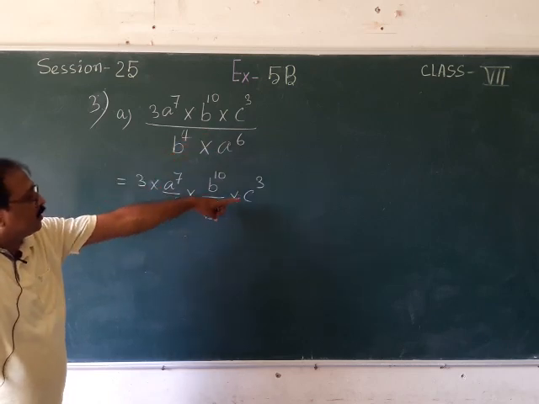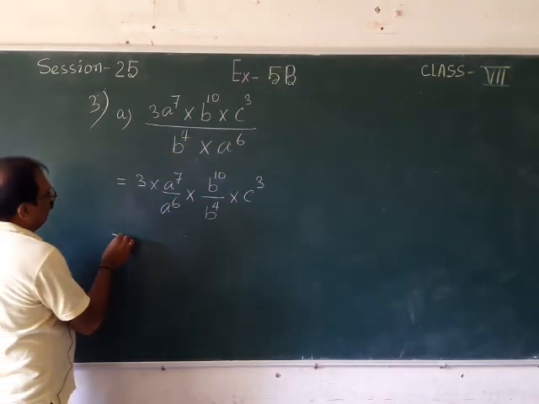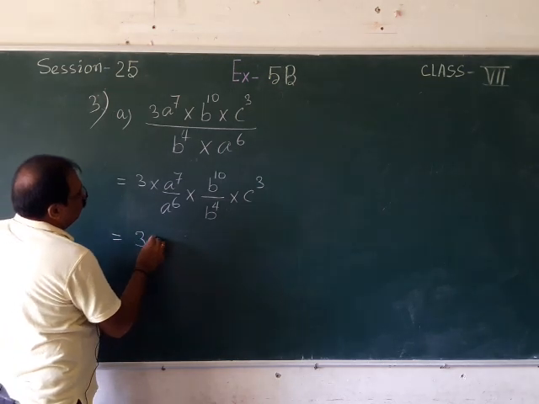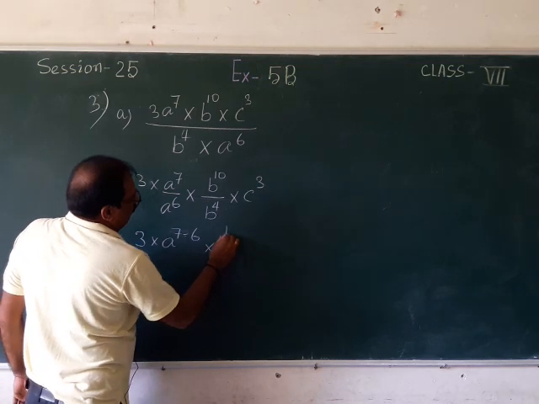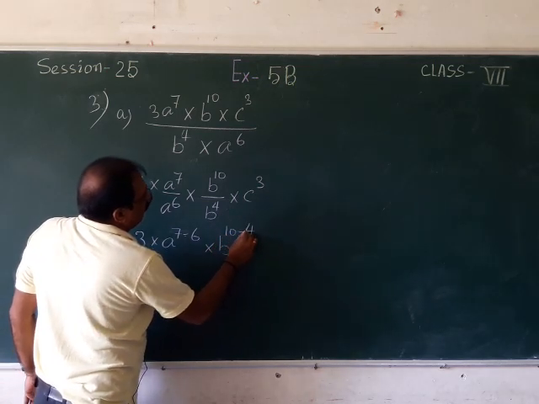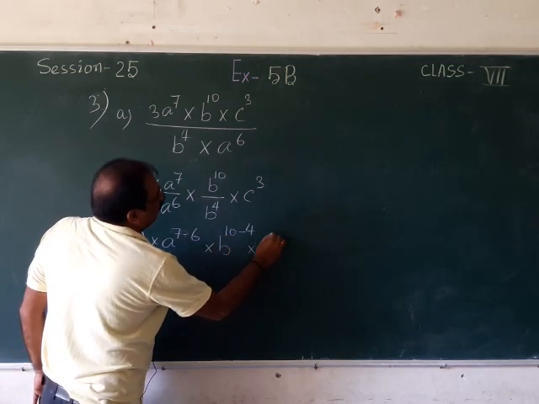Then c to the power 3 is there. So I can write it like this. Then further I can write 3 into a to the power 7 minus 6 into b to the power 10 minus 4 and into c to the power 3.